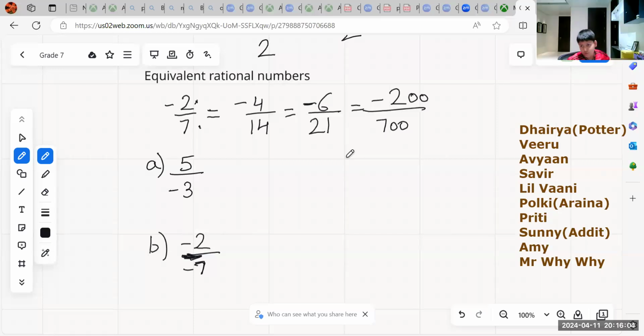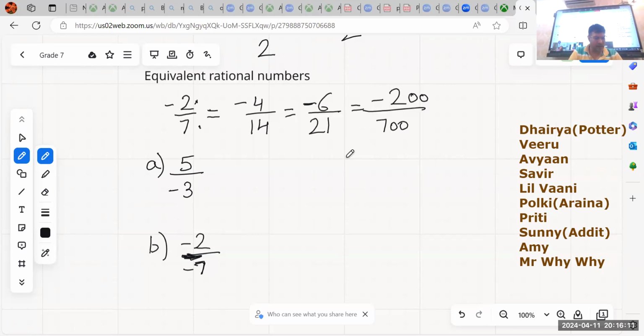Sir, do we need to use the standard form here? It's not compulsory because you just have to write the equivalent rational numbers. Giving your answers in standard form is not compulsory. Now wait, I gave the answers wrong. I'm sending it.